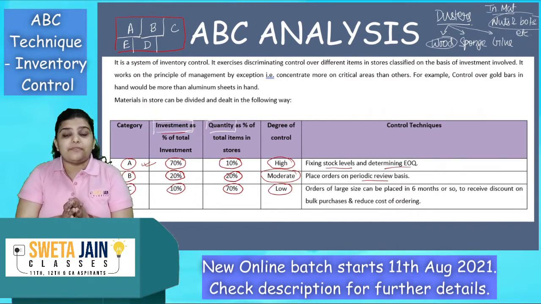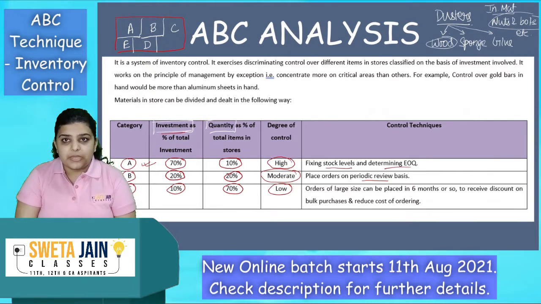This also saves a lot of labor cost because the labor will not be involved in looking after the category C goods. They will only invest their time in category A goods and some amount of time in category B goods. So this is why it is necessary to categorize our stock into category A, B and C.